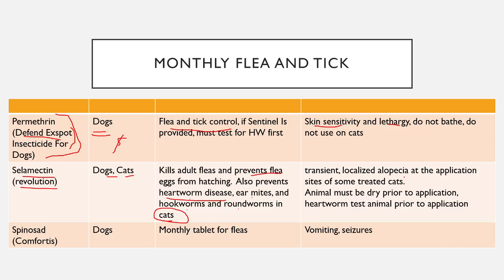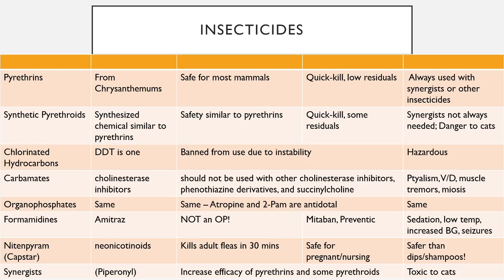We can see some localized alopecia or irritation at the application sites of some treated cats. Animal must be dry before we put it on, and we do want to do a heartworm test, especially on dogs, before we apply it. Comfortis is an oral medication for dogs. Give it as a monthly tablet for fleas. It can cause vomiting and seizures.